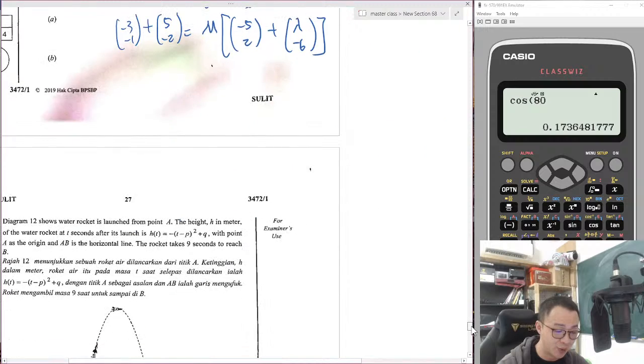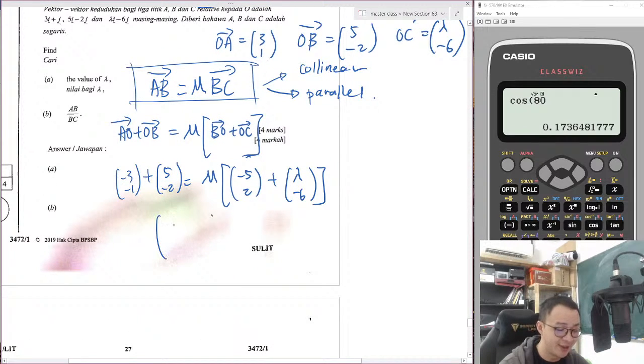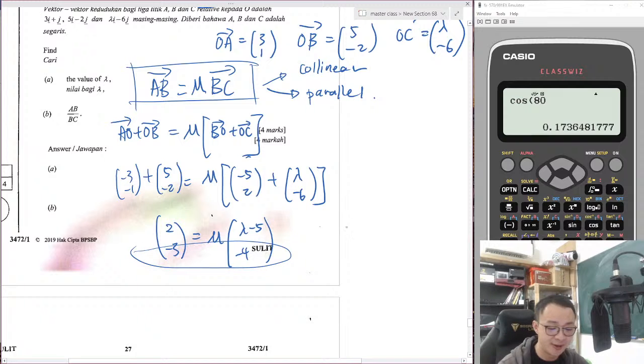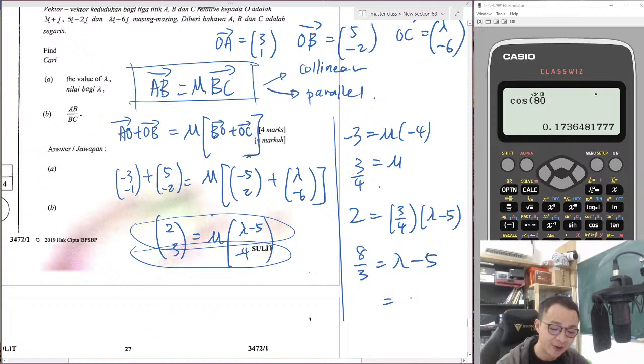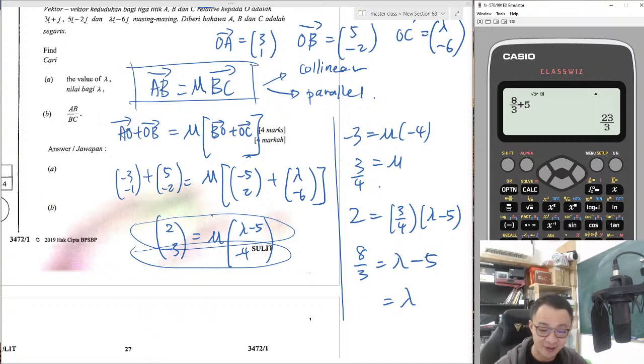Alright, just solve this one, then you will get the answer easily. This one should be 2, negative 3. And then this one should be lambda minus 5 and negative 4. Then comparing the J here, I should know negative 3 equals mu times negative 4. Then mu will equal 3 over 4 here. And then because I want to find lambda, I will compare the I here. So 2 will equal 3 over 4 lambda minus 5. So this one is 8 over 3 equals lambda minus 5. Lambda will be 15 plus 8 over 3. Use a calculator. 23 over 3, right? Yeah, 23 over 3.